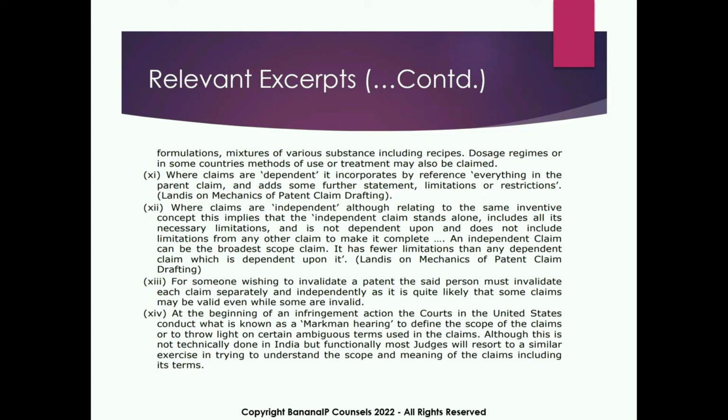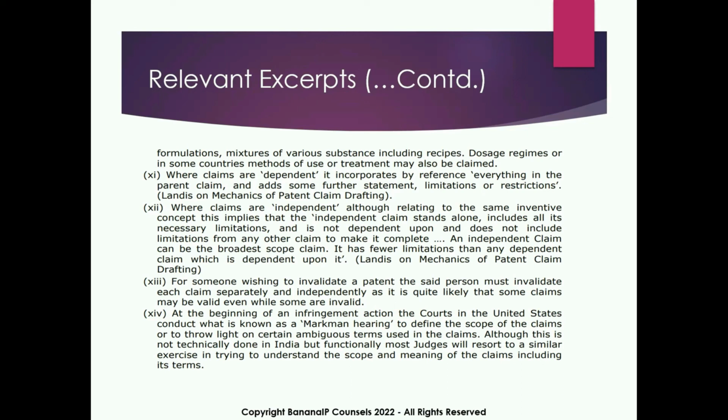So along with the independent claim, all the dependent claims are also to be invalidated. The last point is that at the beginning of an infringement action, the courts in the United States conduct what is known as a Markman hearing to define the scope of the claims or to throw light on certain ambiguous terms used in the claims. Although this is not technically done in India, functionally, most judges will resort to a similar exercise in trying to understand the scope and meaning of the claims, including its terms.